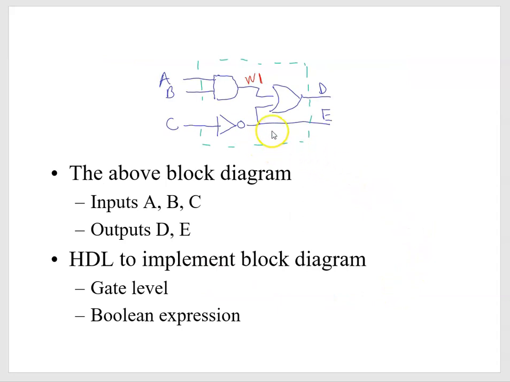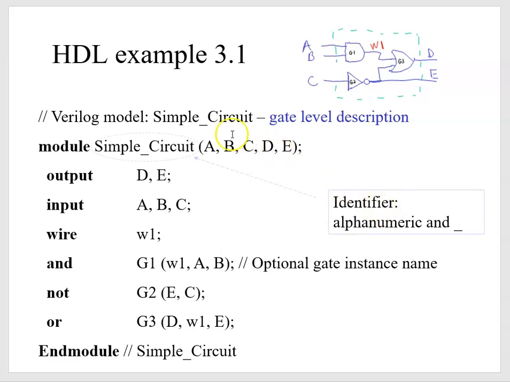Above, if we look at this block diagram, we have three inputs, A, B, and C, and outputs D and E. We can use HDL to implement the block diagram. We could implement it as a gate-level expression at that level of abstraction, or as a Boolean expression, and then it could use whatever gates to implement it. In this example implementing this block diagram, we have our module and endmodule to define the module itself, and inside here is where it's defined.